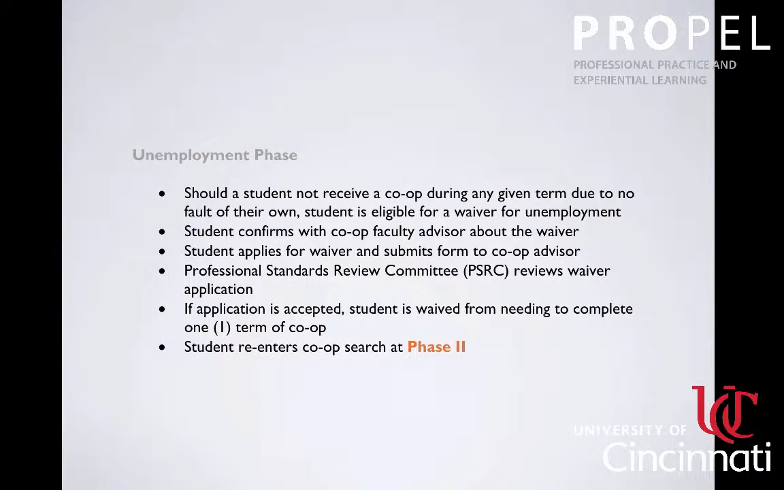There is a system that we have in place that enables you to get credit for the work that you put in to search for a co-op but didn't get one. Because you have to complete 5 in order to graduate in the College of Engineering, but if you don't get a co-op for no fault of your own, we're not going to hold you back. We're going to give you something called a waiver for unemployment, and you have to talk to your co-op faculty advisor about that. It goes through a committee, the Professional Standards Review Committee, and they determine whether or not a waiver is justified, and if so, and your application is accepted, they'll give you a waiver for that 1 term of co-op, and then you'll re-enter the job search at phase 2.